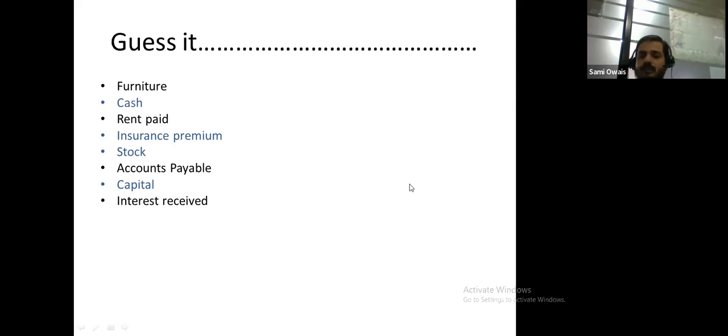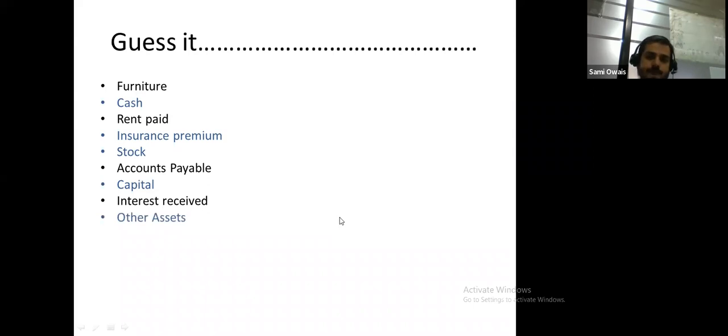So where does the income come? Is it personal, real, or nominal? Somebody has already given the answer. It's a nominal account, right? Because we discussed that nominal account would consist of all the expenses, incomes, and gains and losses. Absolutely right, guys. I appreciate your answers.